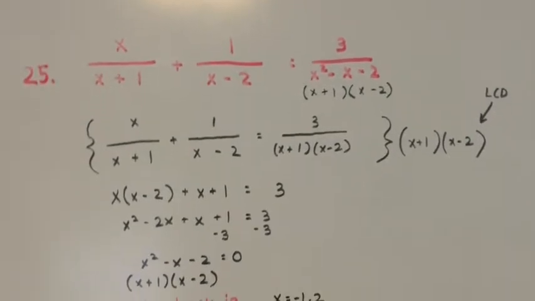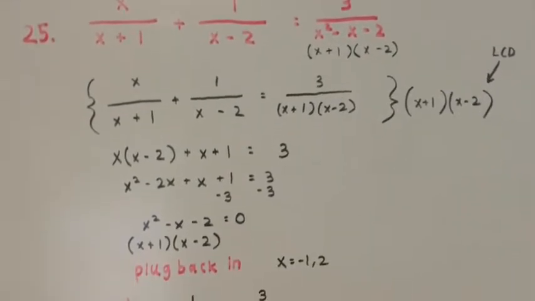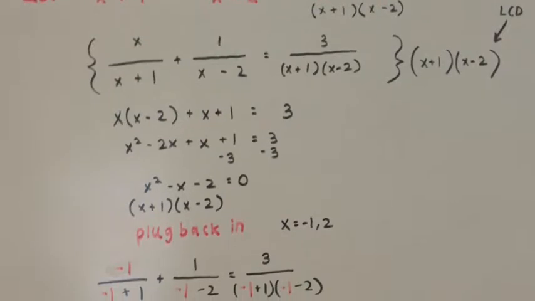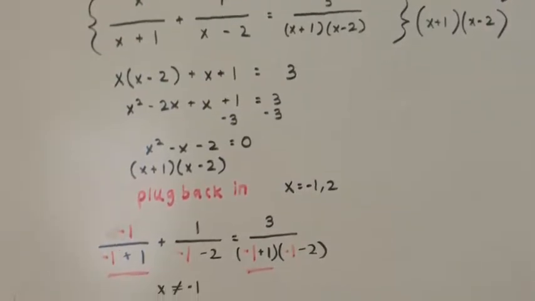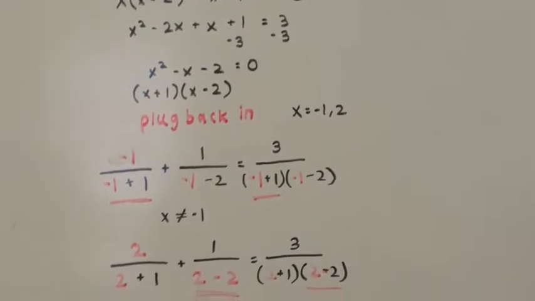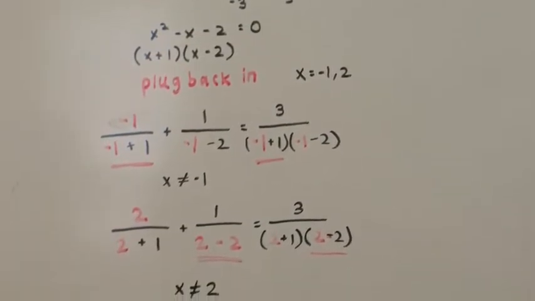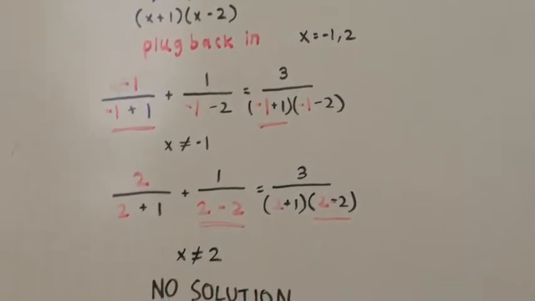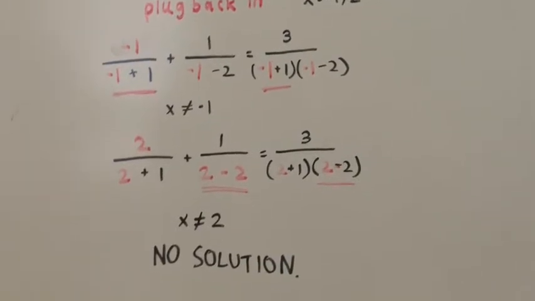Okay, so this is problem number 25. For this, we multiplied by the lowest common denominator of x plus 1 times x plus 2, or x minus 2 actually, and we solved it out to get a quadratic, which we then plugged back in, and we found out that the two numbers that we got didn't work at all, so we got no solution.